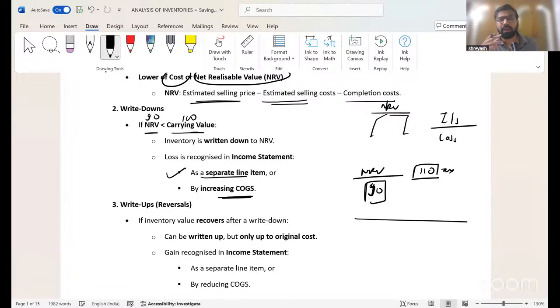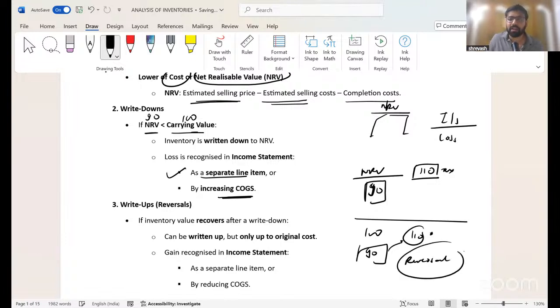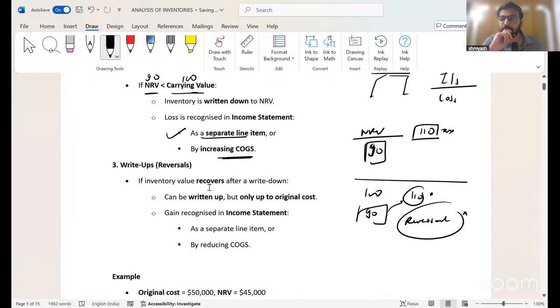Sir, but originally we recognized the inventory at 100 rupees, then we recognized it at 90, and now you're saying the value of that inventory, which is NRV, has gone up to 110. What to do? Can I reverse the loss that was recognized earlier? Yes, I can reverse that loss. Sir, so are you telling me that the value of inventory should go up by 20? No, it should only go up to the extent of the cost of the asset. Meaning, I can only recognize 10 rupees of reversal.